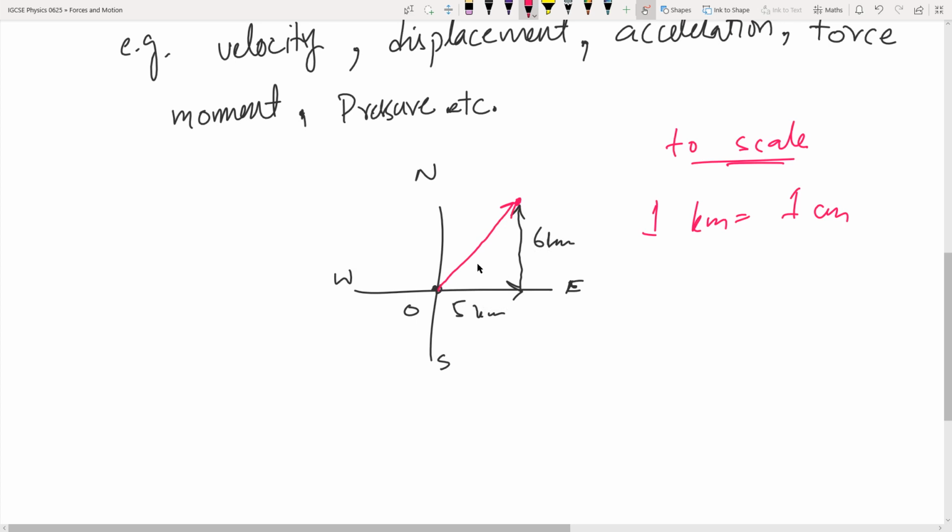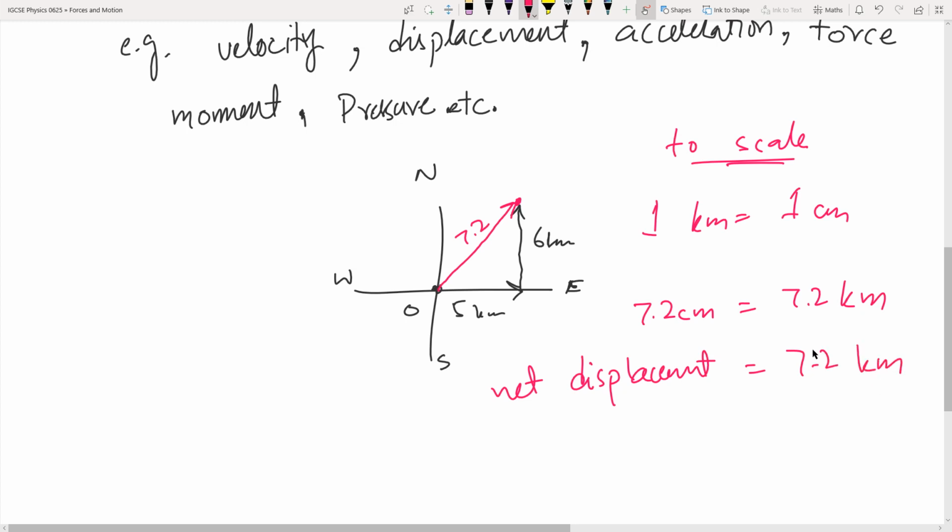Now I can simply measure using a small ruler the length of this vector over here. Let's just say it turned out to be 7.2 centimeters. So if it's 7.2 centimeters, then it is equal to 7.2 kilometers. So the net displacement is equal to 7.2 kilometers. That's the actual change in position from here to here. It doesn't matter which path he took.